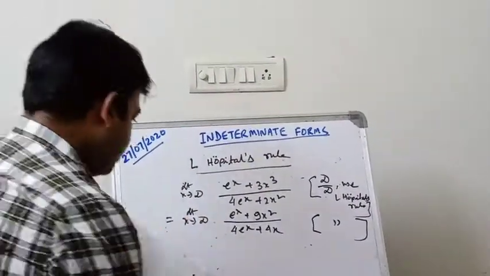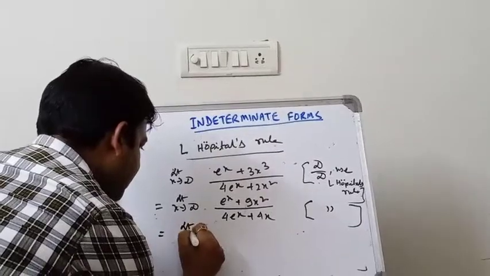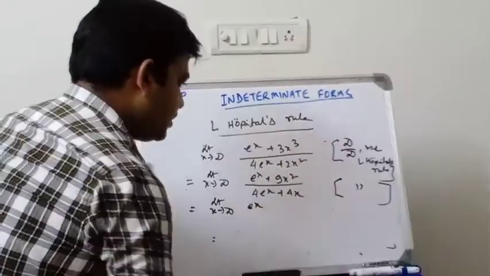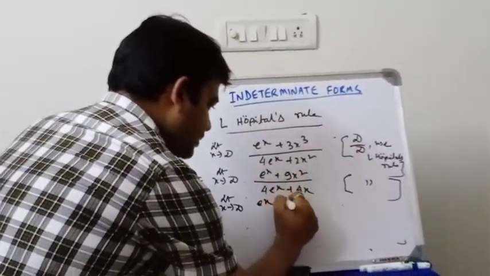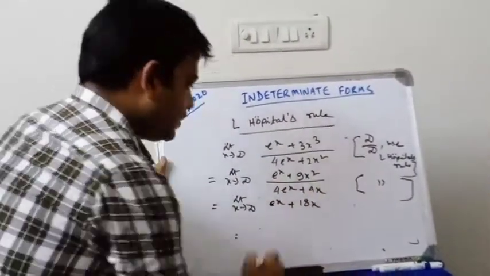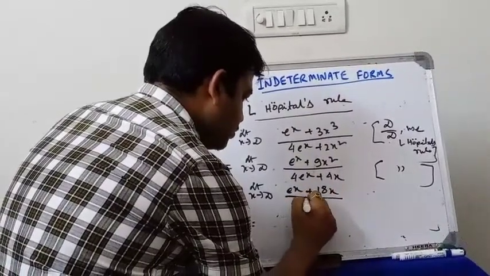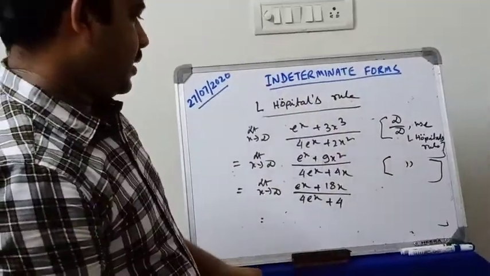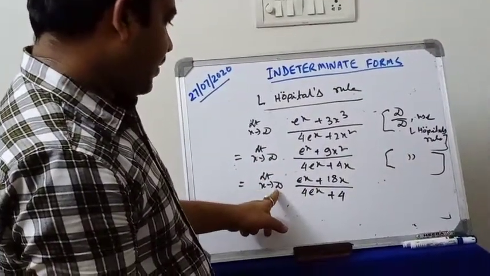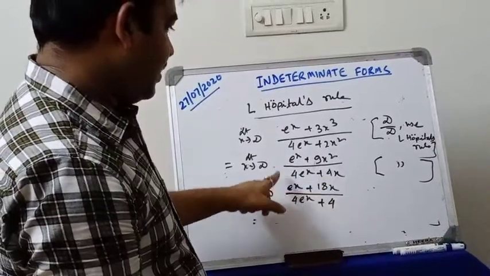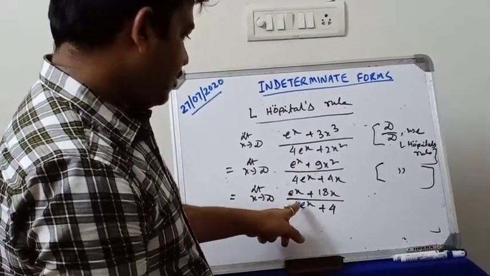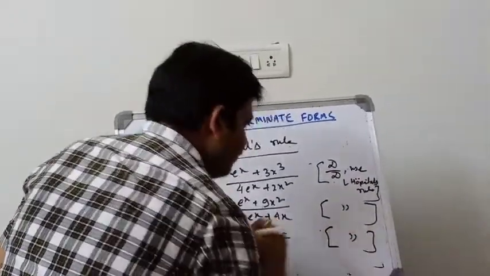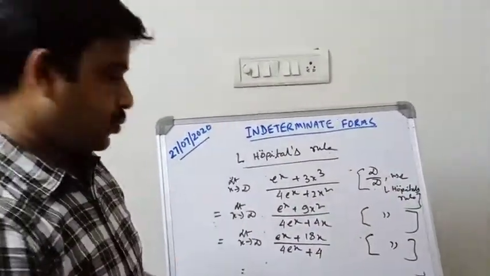Again you have to do the derivative. Limit x tends to infinity, e to the power x, derivative is e to the power x, no change. 9x square, derivative is 18x, by 4 e to the power x, no change, and 4x derivative is only 4. Okay. Now if I put infinity here, again numerator is coming infinity, and denominator also coming infinity. So again, infinity by infinity form, use L'Hopital's rule.